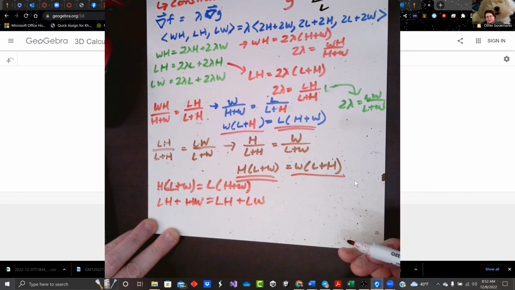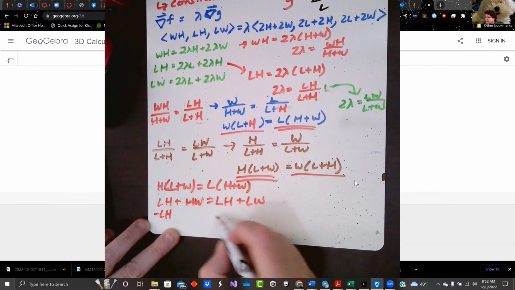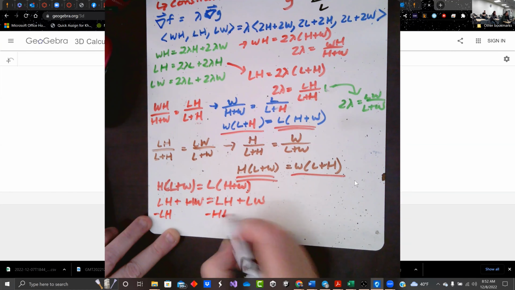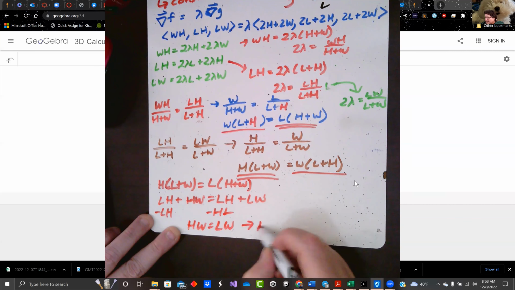We're almost there, believe it or not, because the LH is canceled and I get HW equals LW, so H must equal L.